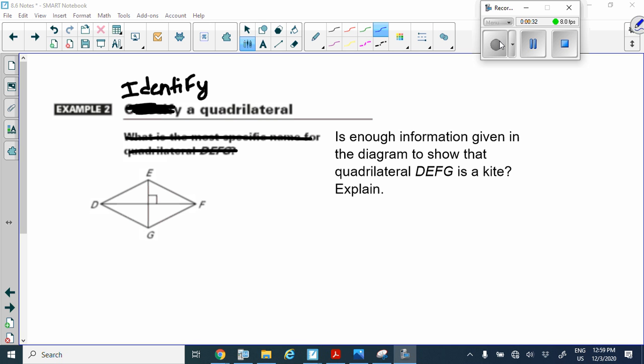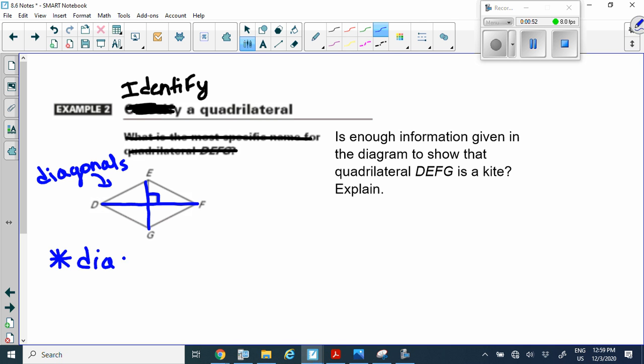So we notice we have DF and EG. What are these lines called? Well, these are our diagonals. Remember, the diagonals are lines that are inside the shape. Now notice here where these lines intersect, they create a 90-degree angle. Remember, what that means is the diagonals are perpendicular.